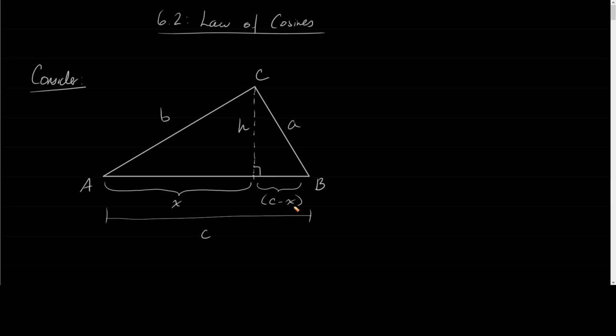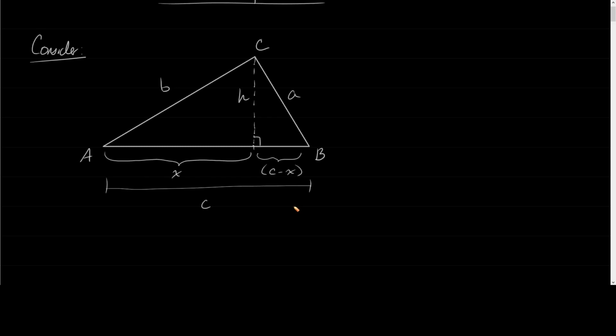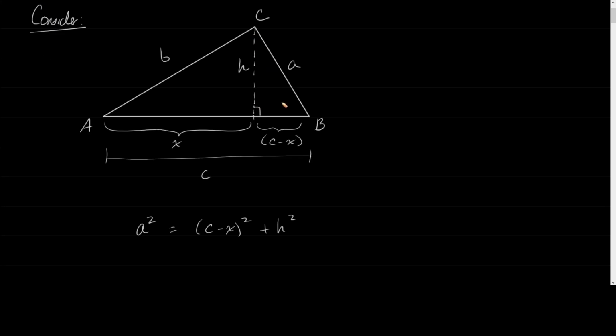All right, now let's get some information out of this. If we look at this first triangle right here, the one on the right, this right triangle, and apply the Pythagorean theorem, I would get that a squared is equal to C minus X squared plus H squared. That's from the Pythagorean theorem. The sum of the squares of the legs is equal to the square of the hypotenuse.